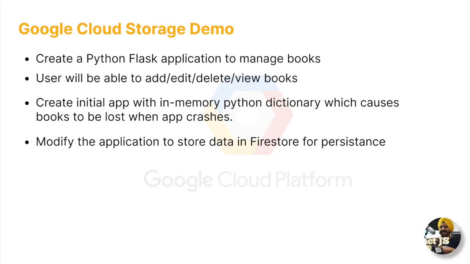And first we will create an initial application that will store the data in memory in a Python dictionary, which causes all books to be lost when the application crashes or stops and restarts. It won't be able to maintain that state.